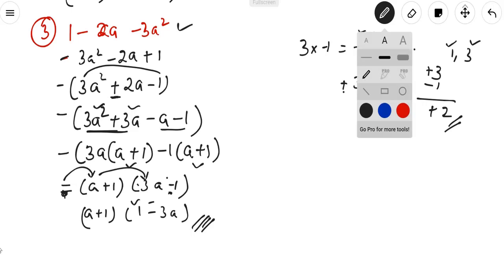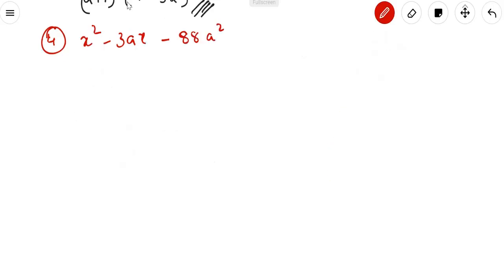Okay, so next we will go for problem number 4. Here also you have x square, and here also you have a square. Either you can consider a square, or you can consider x square. So we'll consider x square. Okay, so now we'll find out the factors here. When you multiply, you have to get minus 88. And you have to find factors such that when you subtract or add, you get an answer of minus 3. So which value am I going to select?